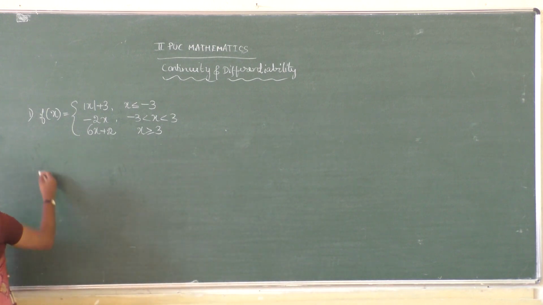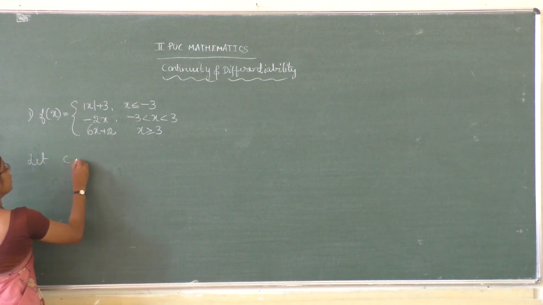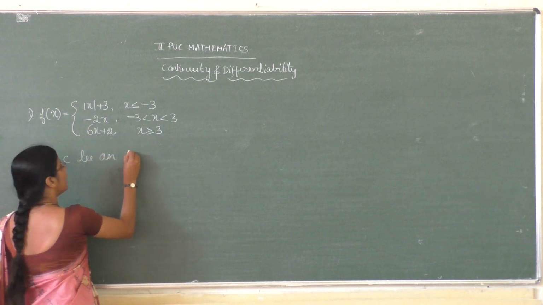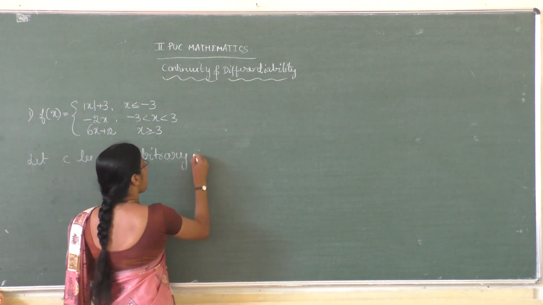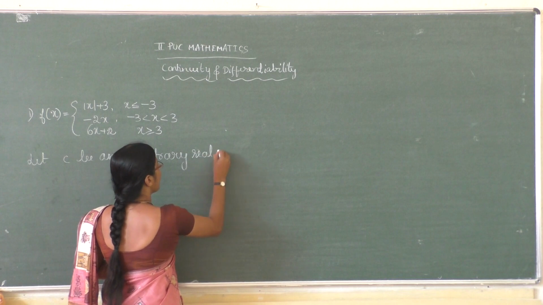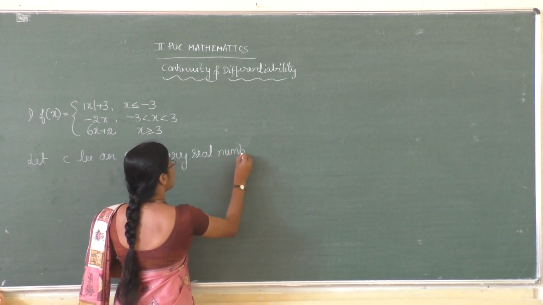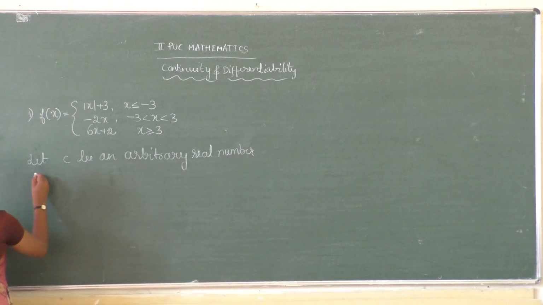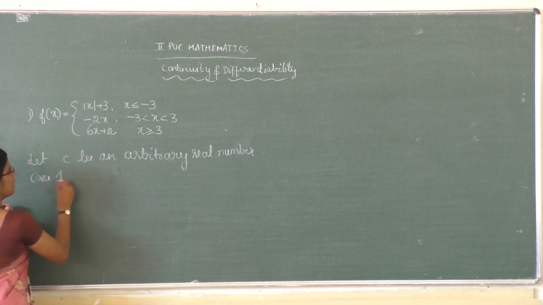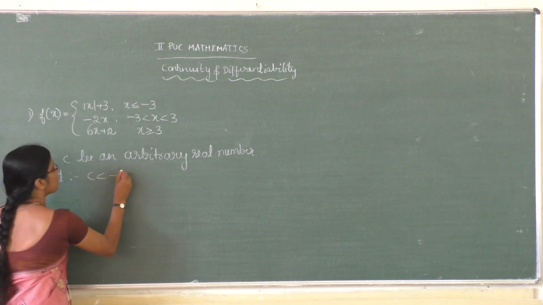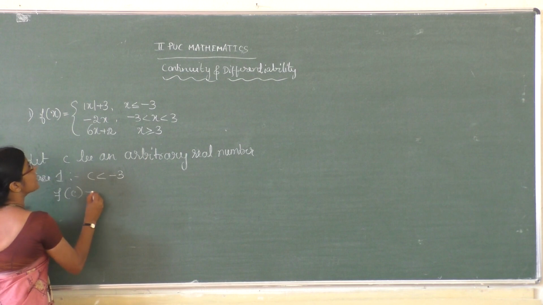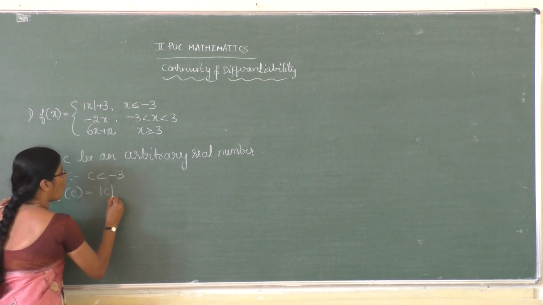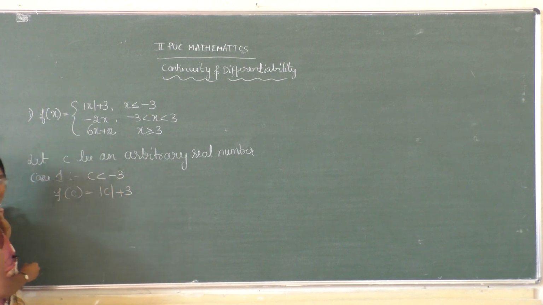So what we do? Take c to be any arbitrary real number. So case 1, c less than minus 3. When c is less than minus 3, f of c is equal to modulus of c plus 3.